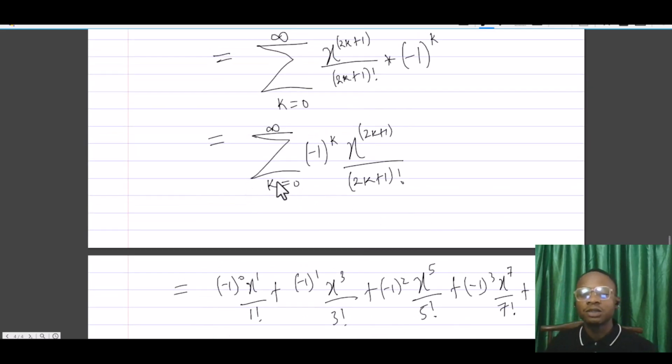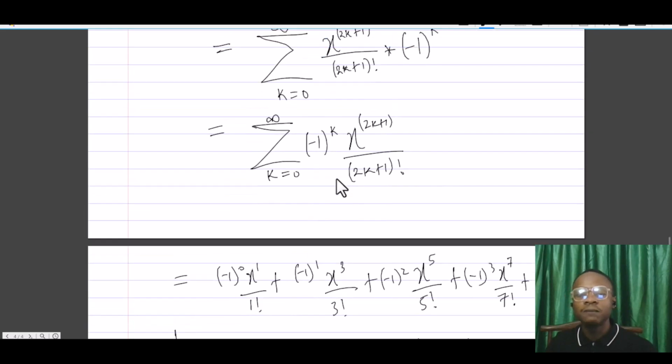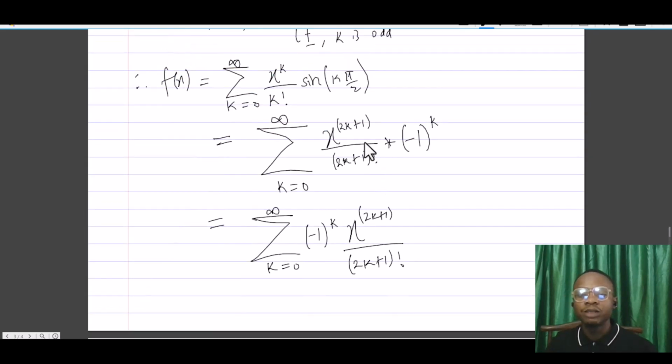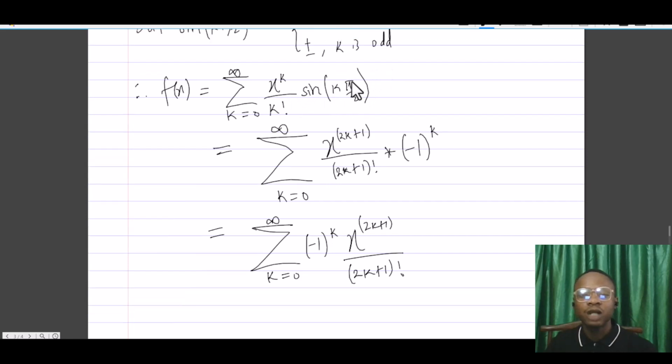And so this expression captures perfectly what we need to obtain. It's a better representation of this function. We could have stopped here, but we needed to consider the property of sine k pi over 2. We know how it dances around between minus 1, 1 and 0, and so on. We've eliminated the possibility of having 0.